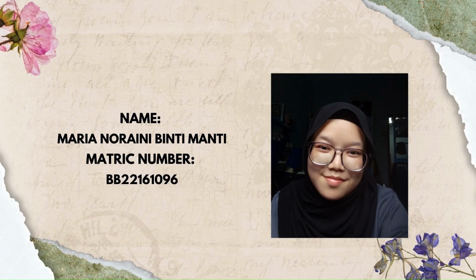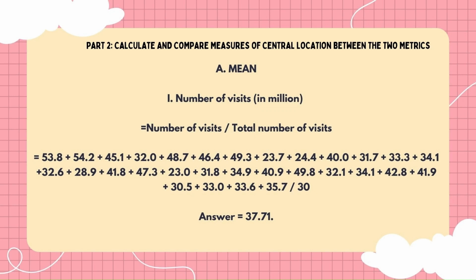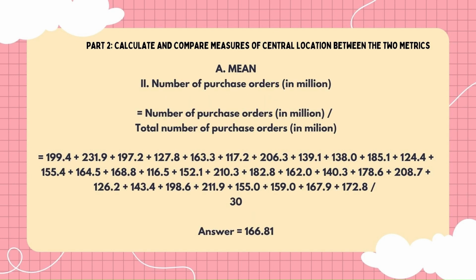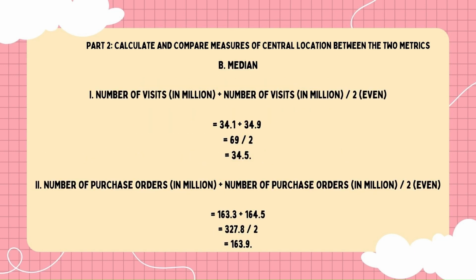Hi, I'm Noraini and I want to present part 2, which is to calculate and compare measures of central location between the two metrics. For part 2, there are 3 things that I want to present. First of all is the mean. The calculation is the number of visits divided by the total of visits, and the final answer is 37.71. Then, for the number of purchase orders, it is also divided by the total number of purchases, and the final answer is 166.81.